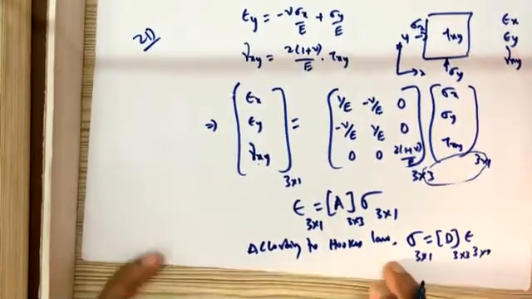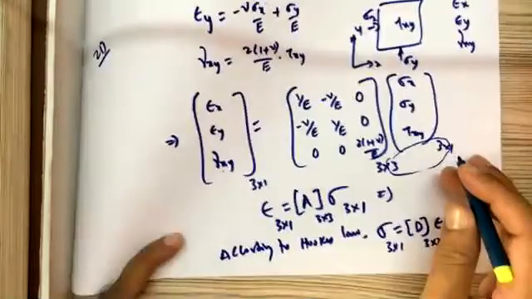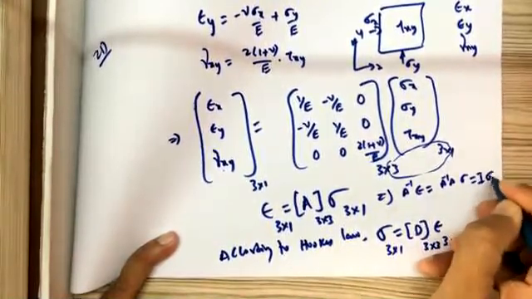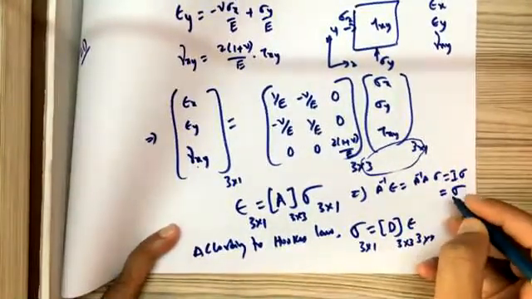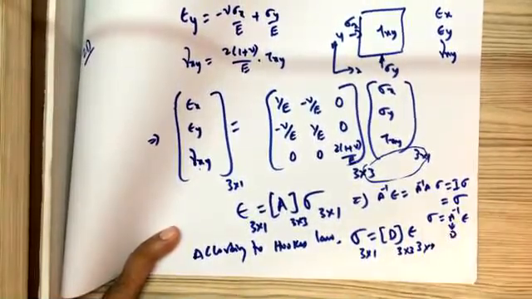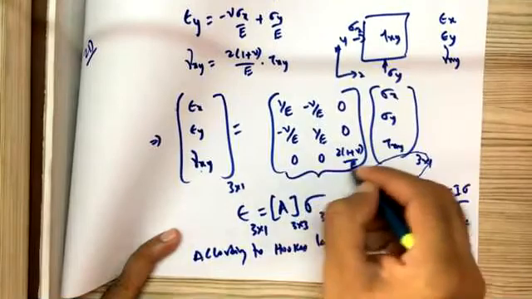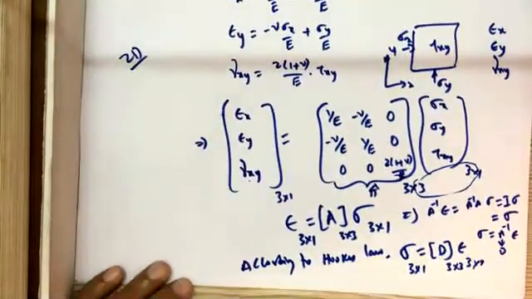How did we get this? In the previous class, we saw that if I multiply with A inverse on both sides, then A inverse into epsilon is equal to A inverse into A into sigma. A inverse into A is I. So I into sigma, because if you multiply any matrix with the appropriate identity matrix, you get the same matrix, sigma. Therefore, sigma is equal to A inverse into epsilon. So this A inverse is nothing but your constitutive matrix D. If you find the inverse of this particular matrix, then you get the D matrix for plane stress. Hope you understand what I'm saying.